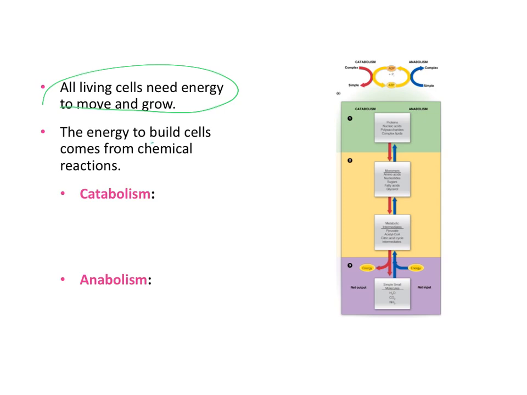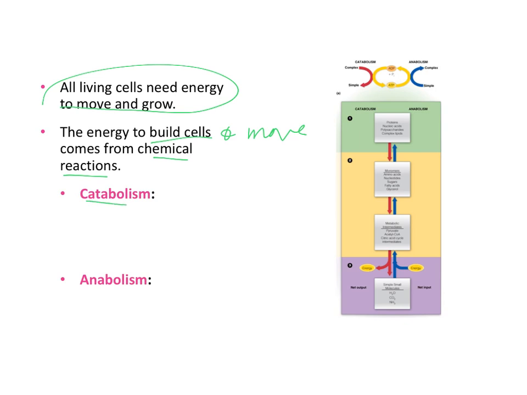Okay, so all living cells need energy to grow and to move. And this energy to build the cells and to move comes from chemical reactions that happen inside of the cell. And some of them happen outside of the cell, but we'll mostly focus on ones that happen inside of the cell. And there's 2 really broad categories of reactions that happen within a cell.